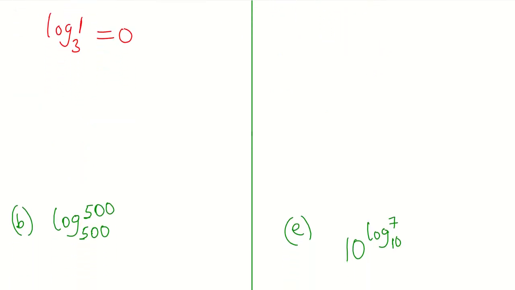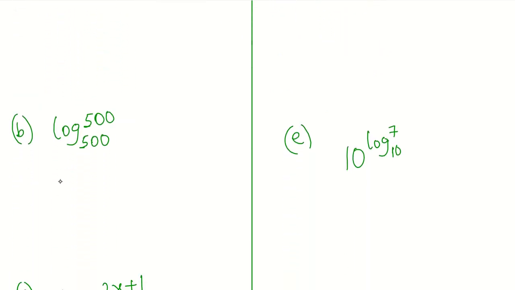Now we continue, and in the second example we have logarithm of 500 to the base 500. You remember with the first property we said that logarithm of a number to the same number is going to give us 1, which means our logarithm of 500 to the base 500 is going to be 1, and that is it.